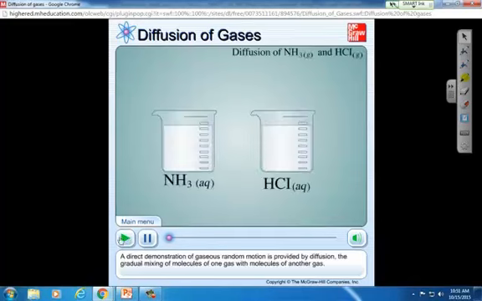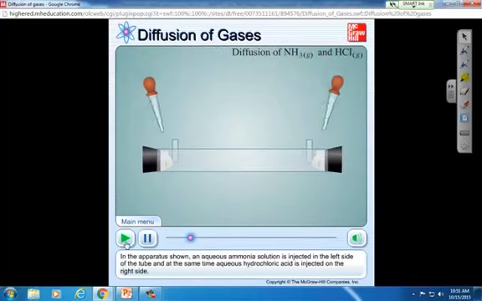Take a look at a direct demonstration of gaseous diffusion, the gradual mixing of molecules of one gas with molecules of another gas. We're going to take samples of ammonia and HCl, and put them into the ends of the apparatus shown, a tube. An aqueous ammonia solution is injected in the left side of the tube.